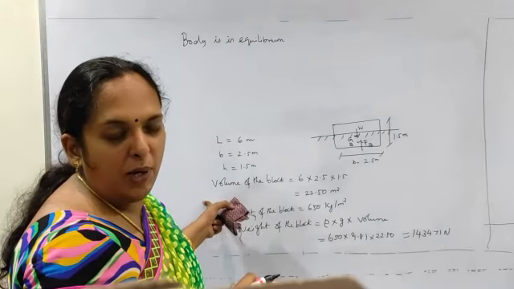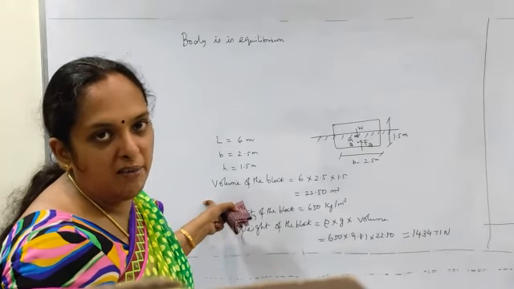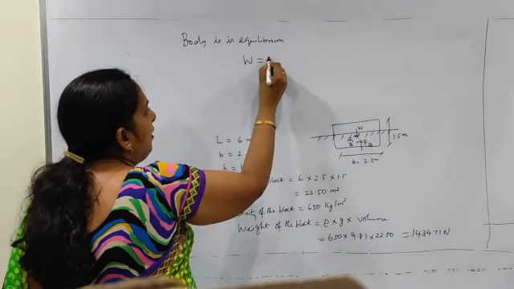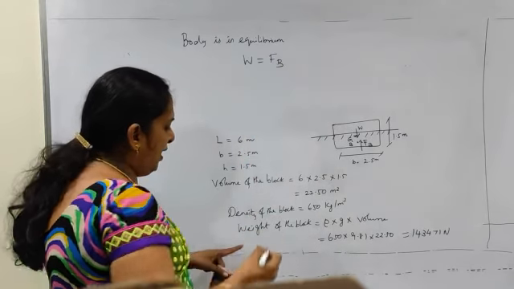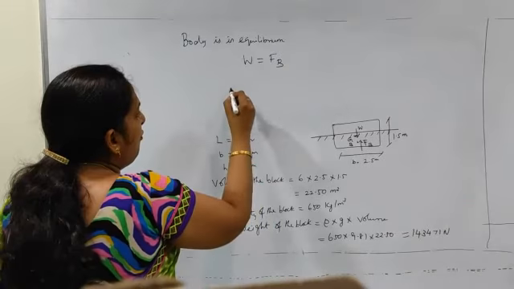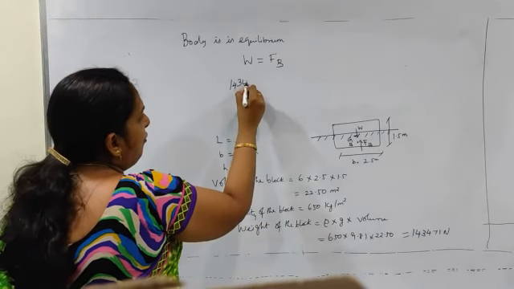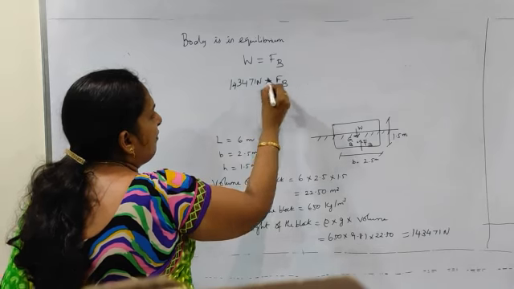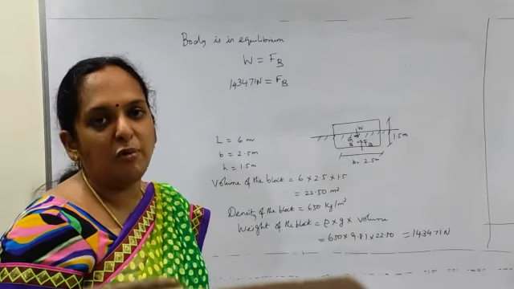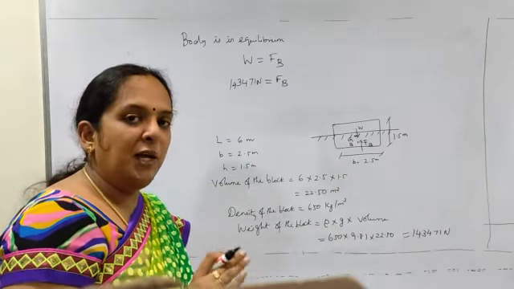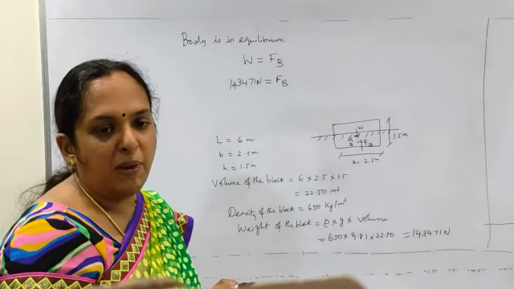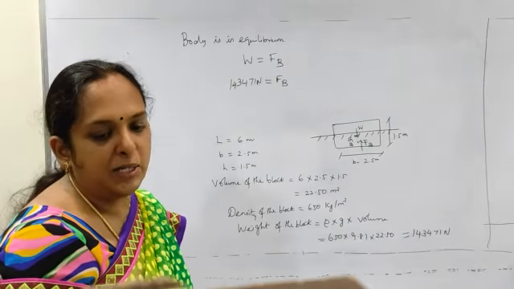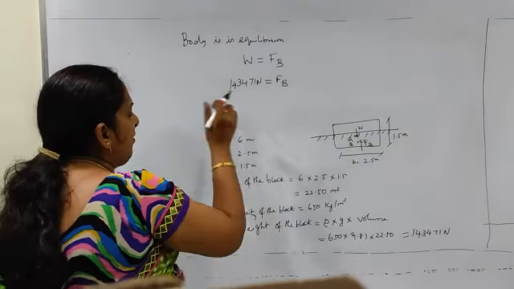The weight of the body, or the weight of the wooden block, will be equal to the buoyancy force. So W is equal to FB. W we have found out here, it is 143471 Newton. So that will be your value of FB. So I know what the force of buoyancy is, but my question is not to find the force of buoyancy. I have to find the volume of water displaced.